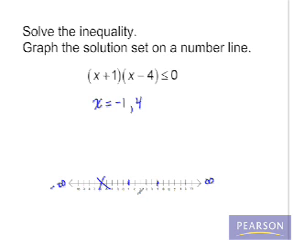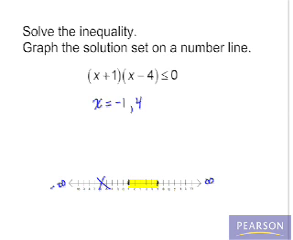And then we can investigate from -1 to 4. Let's choose a test value, say 0. And when I substitute 0 into the inequality, we get 1 and -4. 1 times -4 is less than or equal to 0. So that interval will work. So I'm going to highlight from -1 to 4 as part of our solution for now.